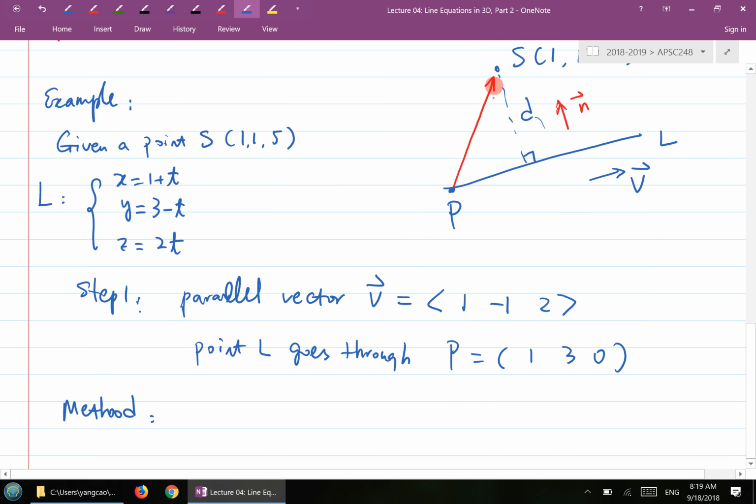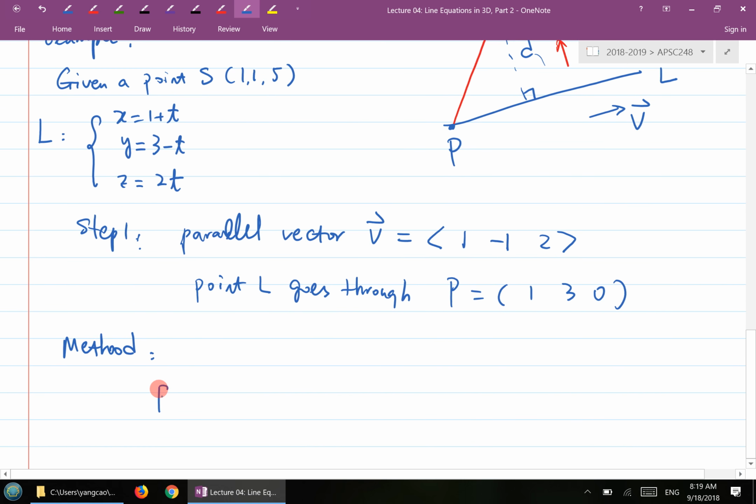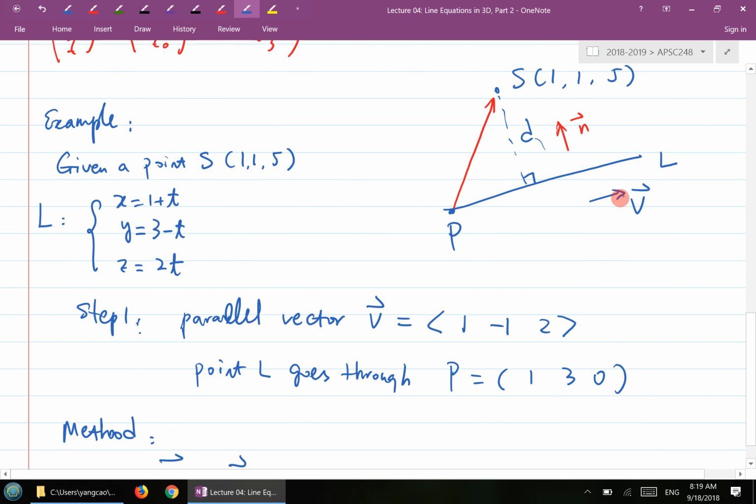First of all, you have a PS here, and you have the V vector here. So I will create the PS vector, and then I will cross this V vector. Here's a PS, here's a V. If you do the cross product, guess where is that vector? You can put this V here, as close as possible.